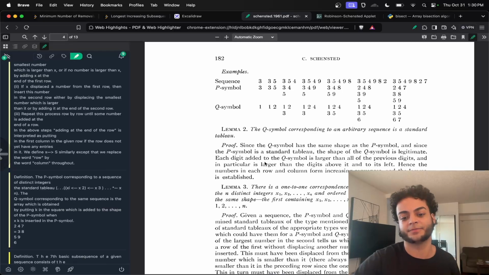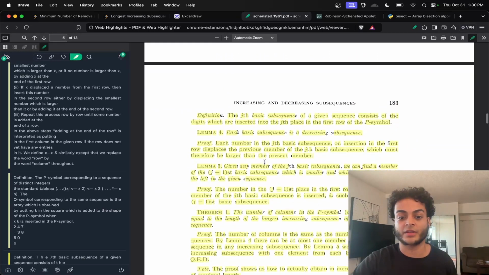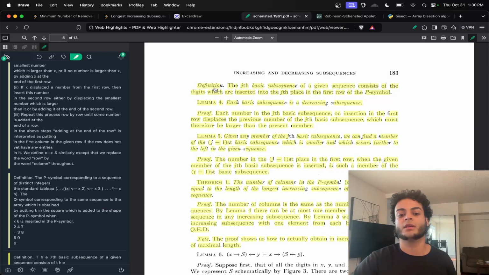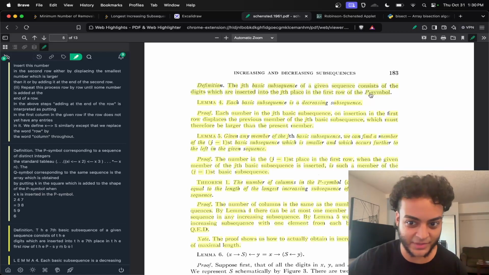Check this paper out. But it's not as relevant to us. What we care about are these lemmas. What it talks about is, it says the jth basic subsequence of a given sequence consists of the digits which are inserted into the jth place in the first row of the P symbol. That was a lot. What does that mean?